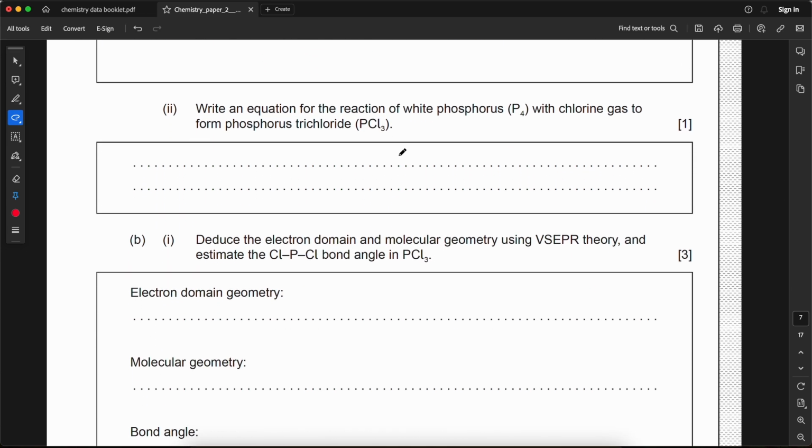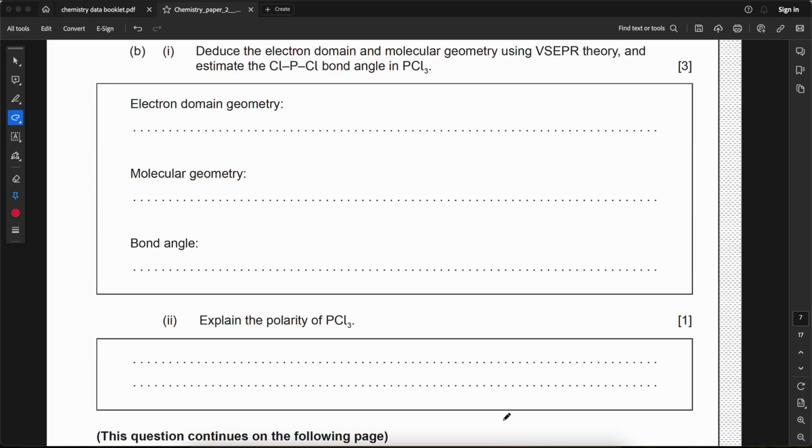Write an equation for the reaction of white phosphorus with chlorine gas to form phosphorus trichloride. So PCl3, the reaction will be P4 when it reacts with 6Cl2, okay, and produces 4PCl3.